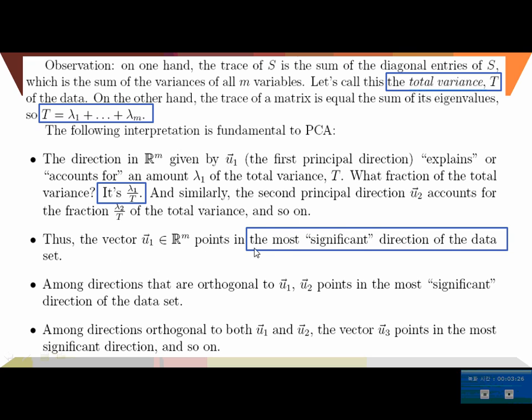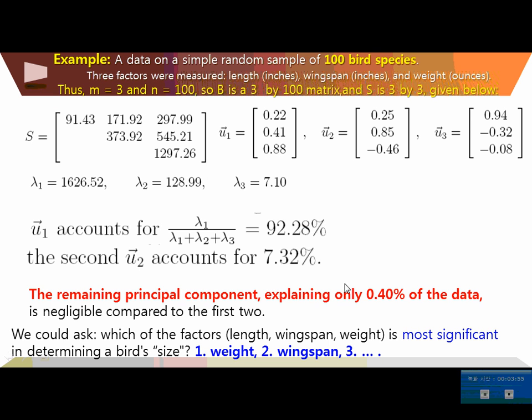The vector u1 points in the most significant direction of the data set. Among directions that are orthogonal to u1, u2 points in the most significant direction. Among directions orthogonal to both u1 and u2, the vector u3 points in the most significant direction, and so on. So we will use the eigenvectors u1, u2, and u3, which have these meanings: significant directions in decreasing order.